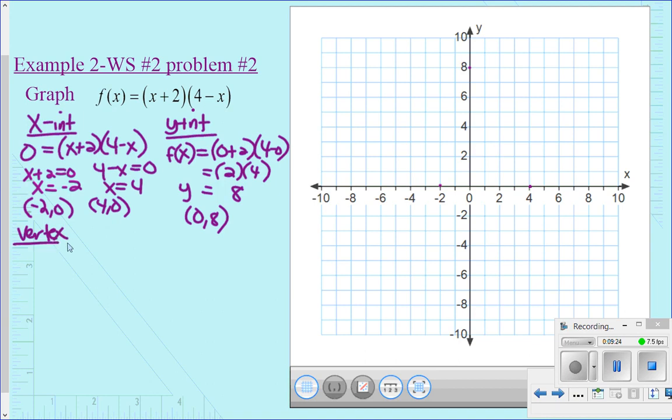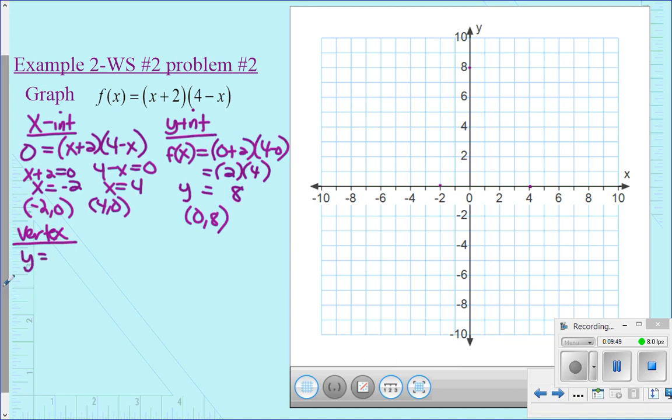So in order to get the vertex, well, let's look at our equation. It's in factored form, not in standard form, not in vertex form. So I can't just look at it this time and know what the vertex is. I'm going to have to get it into vertex form. Well, in order to get it into vertex form, I have to get it in standard form first, because we only know how to get it into vertex form from standard form. So, meaning I'm going to need to multiply this out.